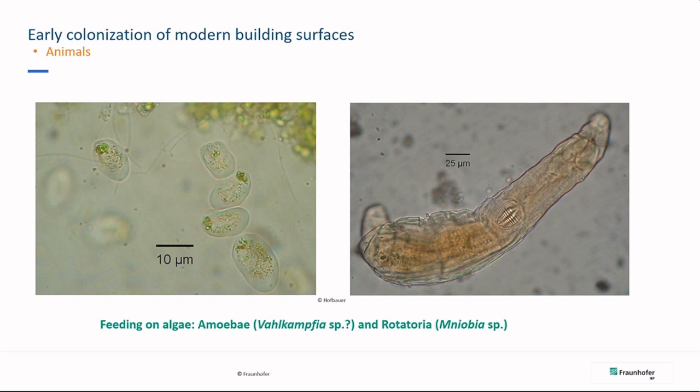Apart from the forms I showed you previously, also some animal life forms may occur, as for instance here, this very small amoeba, perhaps a Valkampfia, and also Rotatoria like this species. This is the habit when it's active, but when it's drying out, all of this goes in here and then it looks like a very little orange egg.